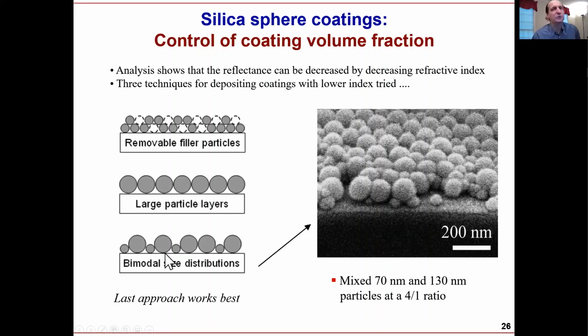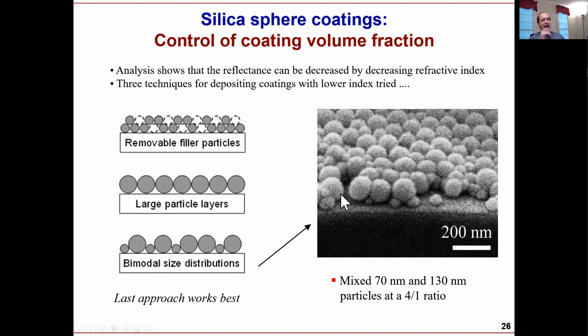But the simplest thing that you can do, which we have done at that time, was essentially you take bimodal particles. So you take large and small particles, and by mixing them in a different ratio, you're going to determine essentially the density of that coating.